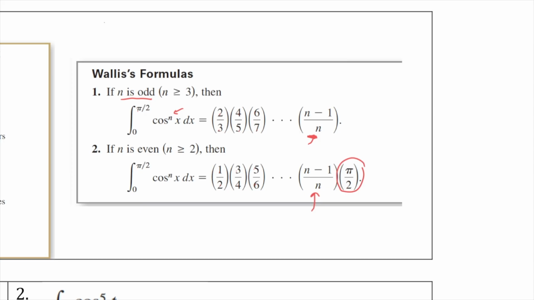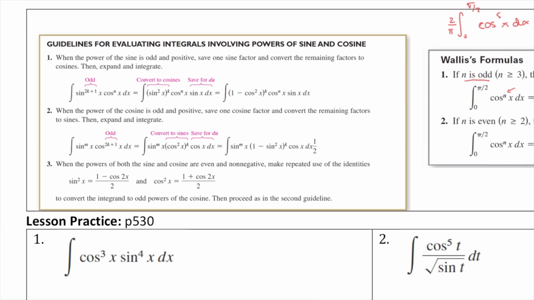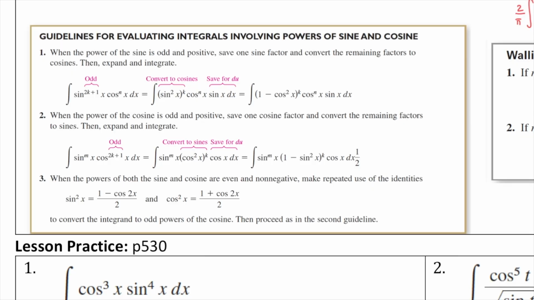So when we had our problem on the last page, it was 2 over pi, the integral from 0 to pi over 2, times the cosine to the 5th power x dx. You can see that n is odd in this problem, so we will have 2 over pi multiplied by 2 over 3 times 4 over 5, and that is the end of the problem. But as you can see, it's a very specialized problem, and you can solve your problems differently if you choose to.